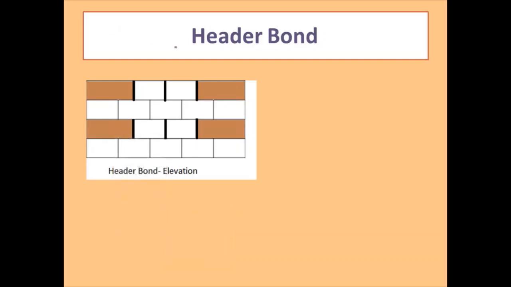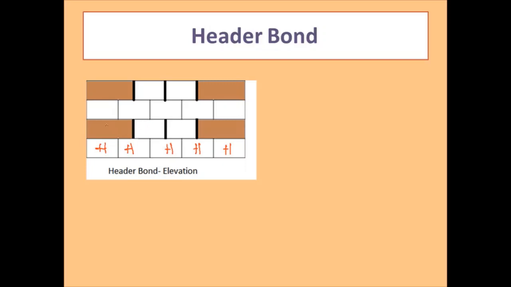So the second one is the header bond here. So in case of the header bond, wall completely consists of, if you see the elevation of the wall, it completely consists of the headers only. So all headers will be here. Okay, then if you go to the second course, can we start with the stretcher here?